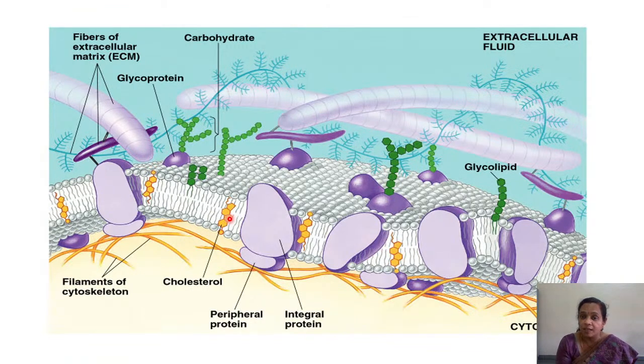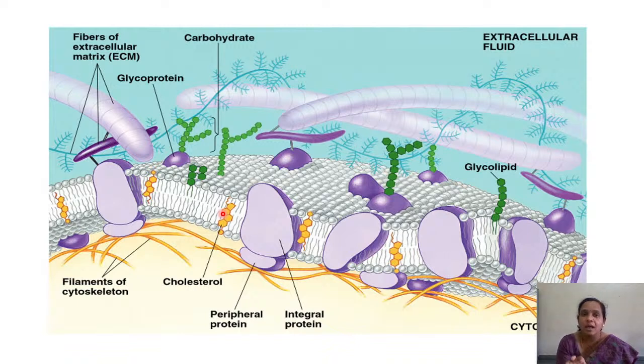As I told you, this is a fluid mosaic model. We understood mosaic because if you look at this overview, you can see some white parts, some blue parts, some green parts, some yellow parts, so it is looking like a mosaic. Now, the fluidity is determined mainly by the fatty acids that are present here and the cholesterol that is present. These two will determine the fluidity of the cell membrane.